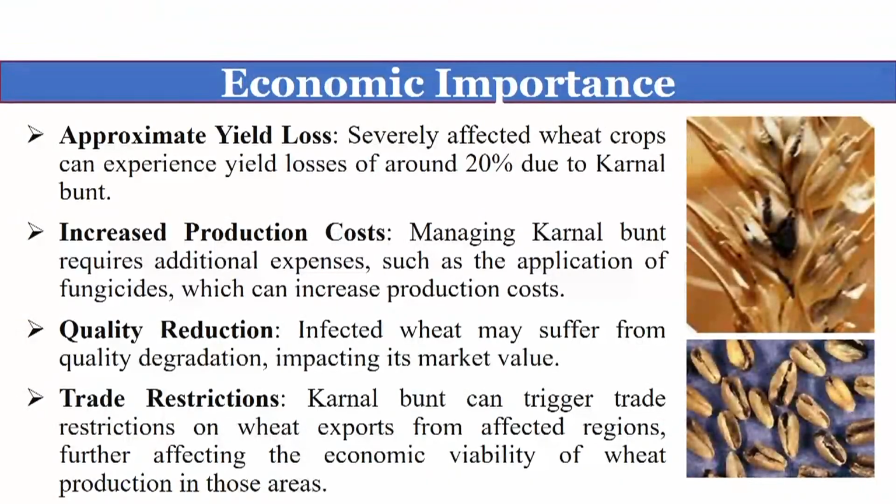The approximate yield loss is around 20%, and more than that depending on the severity of the pathogen. It also increases the production cost. Managing kernel bunt requires additional expense for farmers for the application of fungicide. And there is a reduction of quality: infected wheat may suffer quality degradation that impacts the market value. Kernel bunt can also trigger trade restrictions on wheat export from the affected regions, further affecting the economic viability of wheat production in those areas.